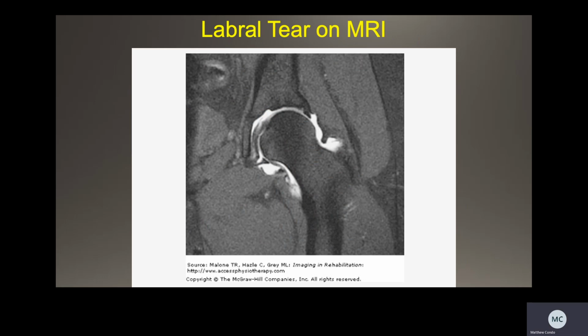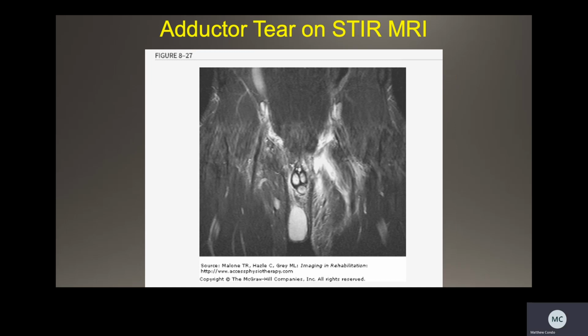There's a labral tear on an MRI. So what I want you to take a look at is that very, very small section. Let me go back. A very small section where you can see the labral tear happening. Look at there at the top. They're not going to be very apparent. But we have to understand that sometimes these labral tears are very hard to find and therefore get missed in diagnosis. There's an adductor tear on an MRI as well. So that's what an adductor tear is going to look like.